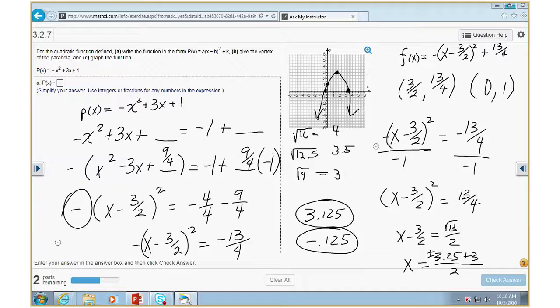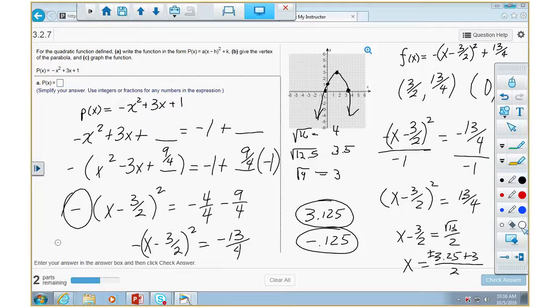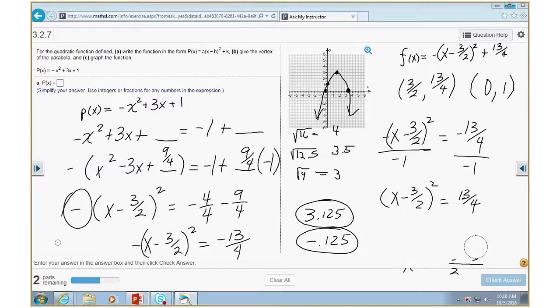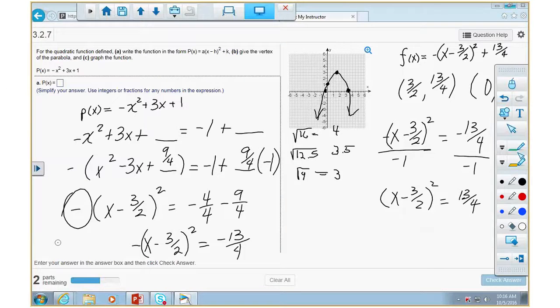Okay, now that he told me the wrong answer, the square root of 13 is, what did I say, 3.6? When he said 3.125, I thought something was wrong, but let me go down here and fix it for you, since Mr. Ellis led us astray. I've got to get it right more. All right, so 3.6. So x minus 3 halves is equal to positive or negative 3.6 over what? Over 2.